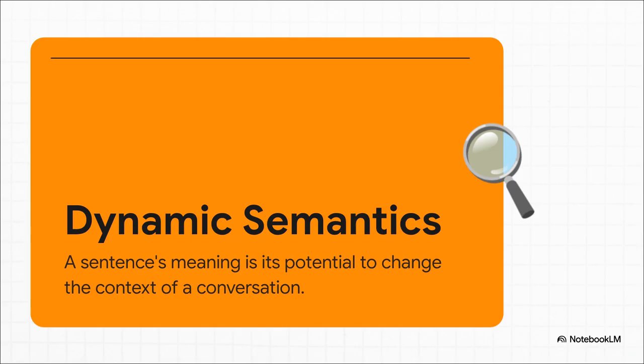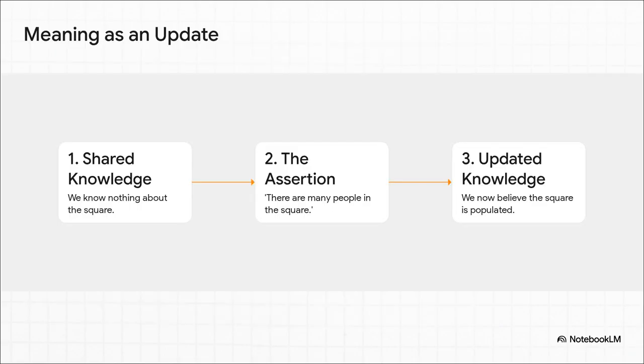It's not a static snapshot, it's an update. And this shows the process so clearly. Let's say at step 1, you and I, we know nothing about the local square. It's a total blank slate for us. Then, step 2, I make an assertion. I say, there are many people on the square.